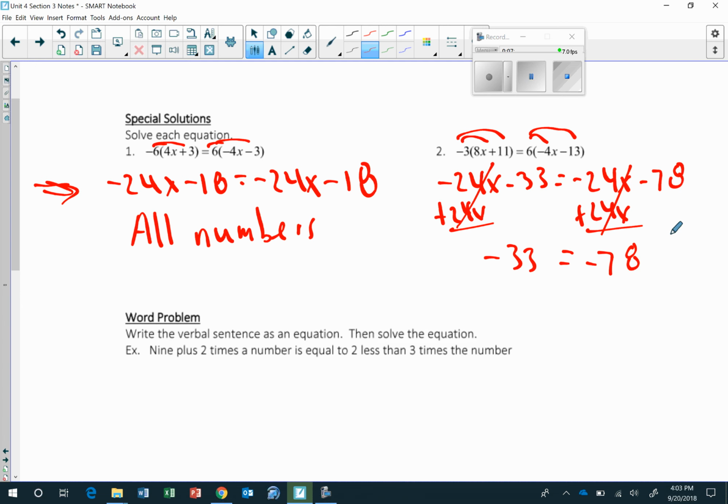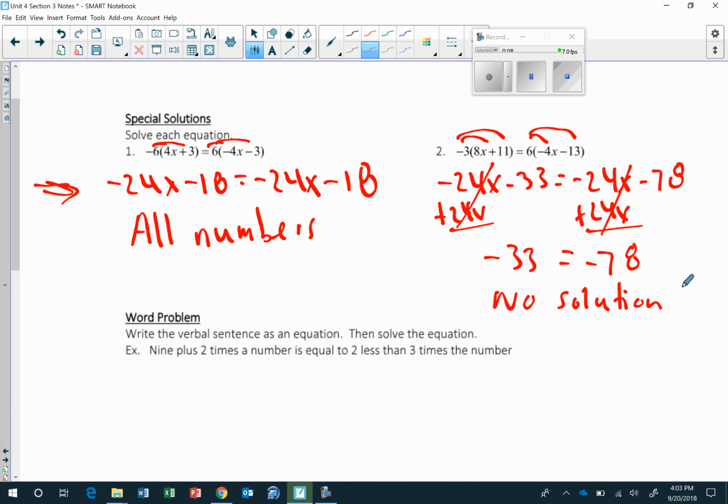Now, it says negative 33 equals negative 78. We know from our practice with testing solutions that this is not a solution. So our answer to this one would be no solution. What that means is you could plug in anything for x and you would not be able to get it to be equal on both sides.